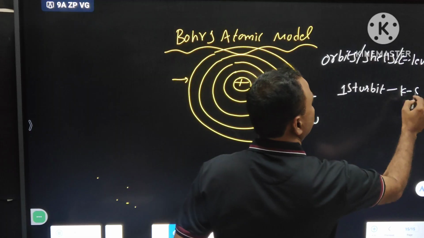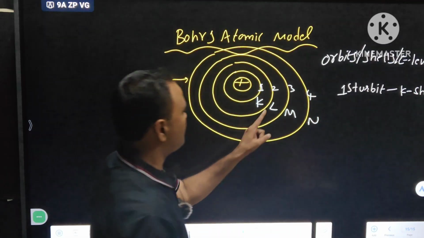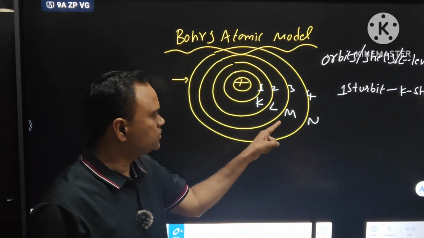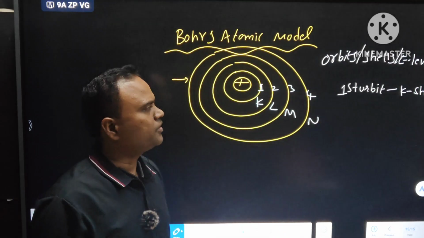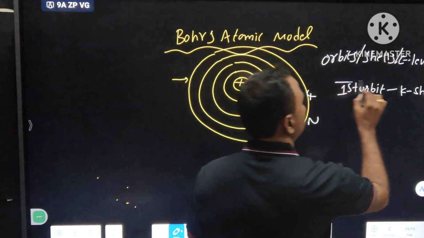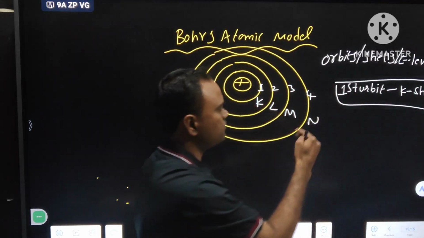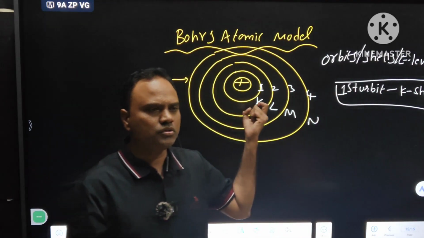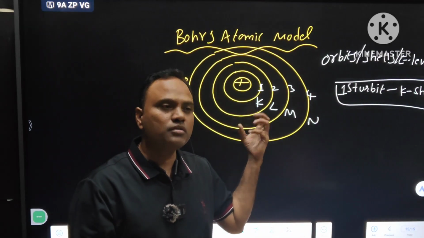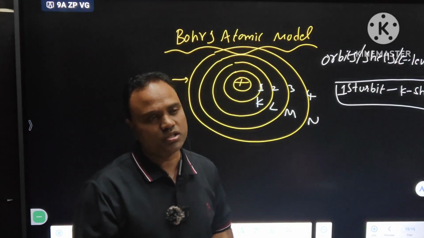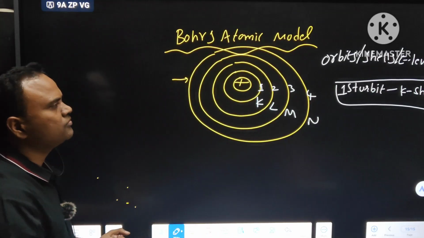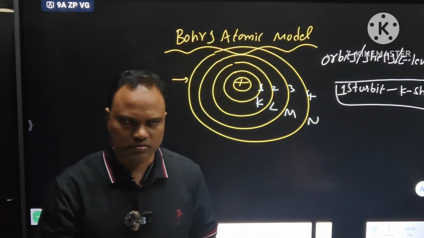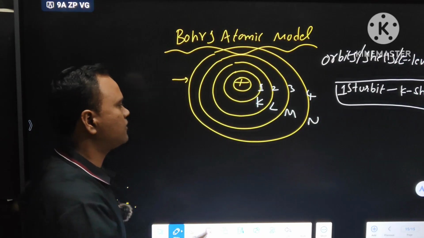K shell. Second orbit, L shell. Third orbit, M shell. Fourth orbit, N shell. This idea is also very, very important. I'm giving only one, you have to remember the second one also. Second orbit means which shell? L shell. Third orbit means M shell. First point is clear. No doubt in the first point.